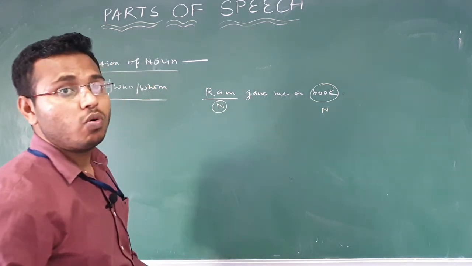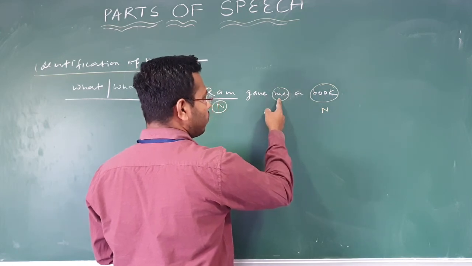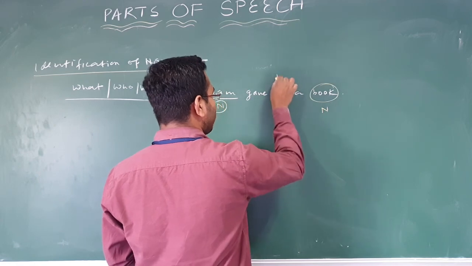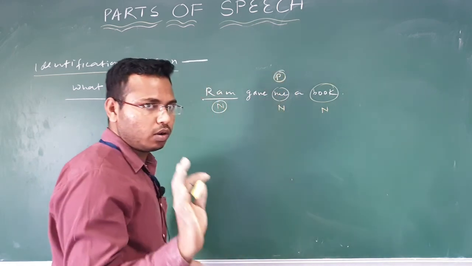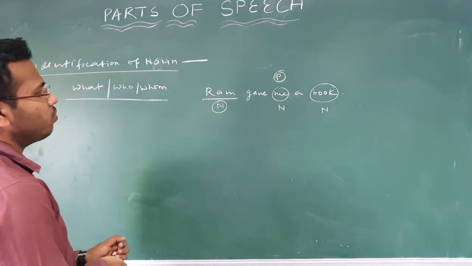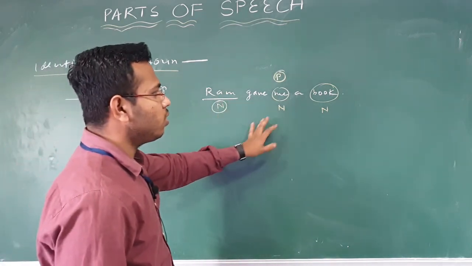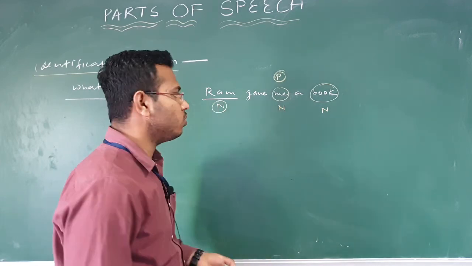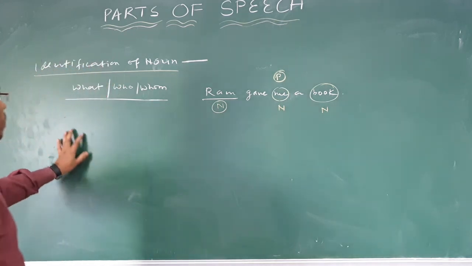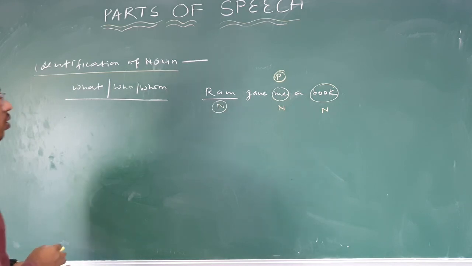Ram gave a book to whom? To me. So me is here also a noun, or actually it is a pronoun, but it can act as a noun because a pronoun comes in place of a noun. Ram gave me a book. Ram gave Syam a book. This is also possible. So basically pronouns come in place of noun. What, who, whom, they tell about noun. This was the identification of noun.